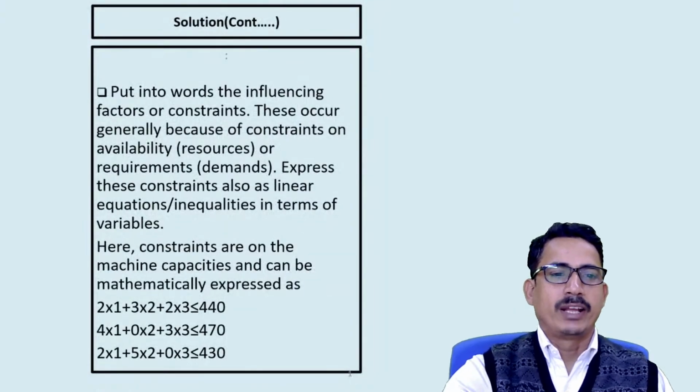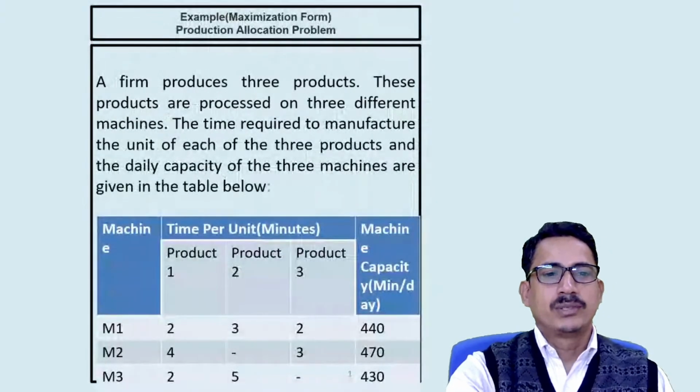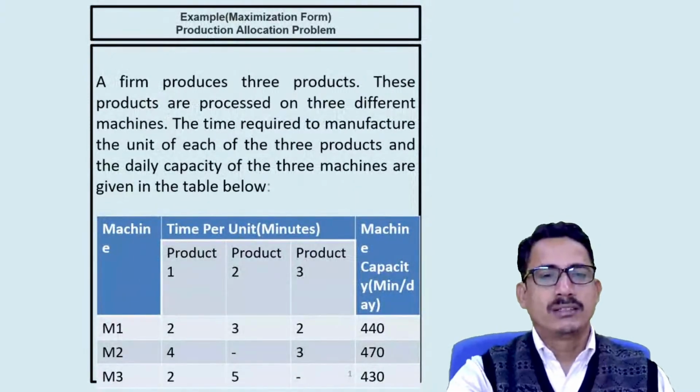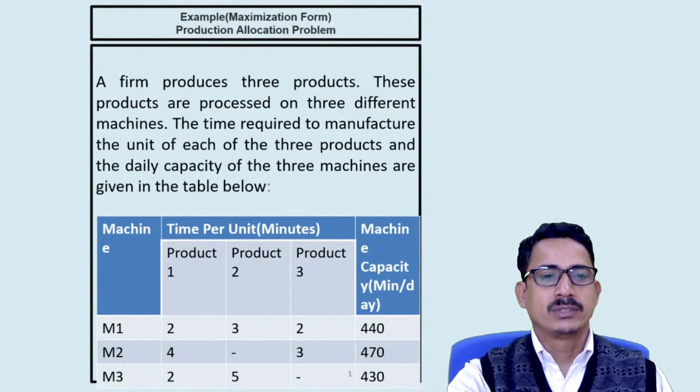See the table again. In the table itself, product 1, product 2, product 3 are there. What you have done? You have linked x1 with product 1, x2 with product 2, and x3 with product 3. So it will be like this: 2 into x1 plus 3 into x2 plus 2 into x3.